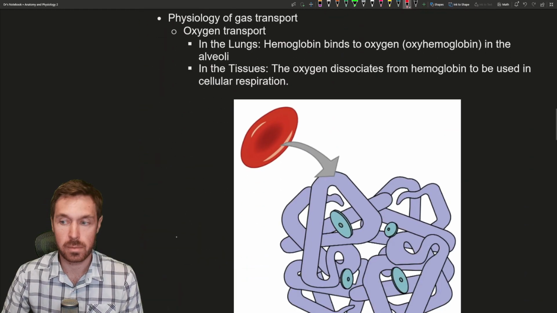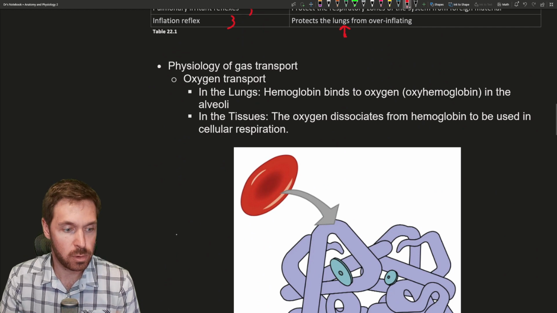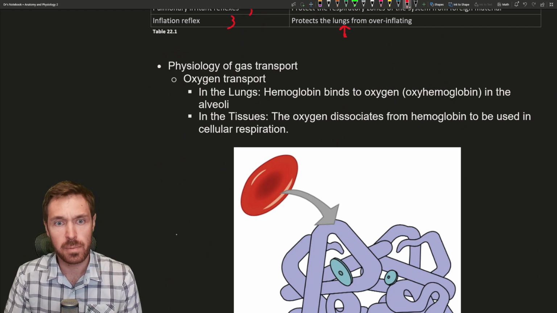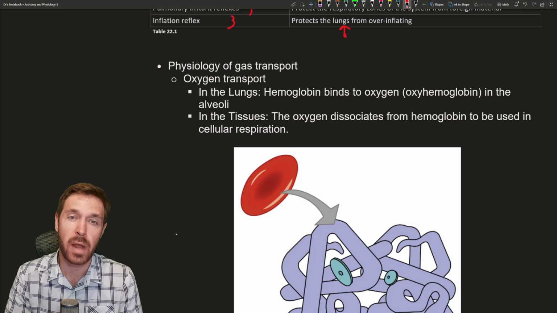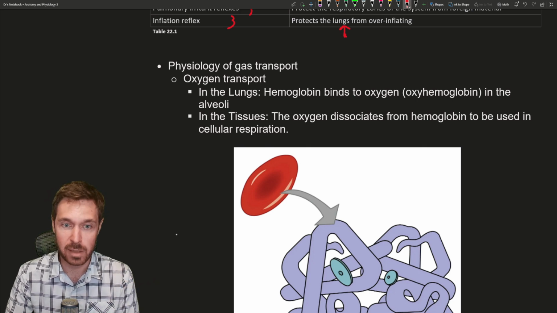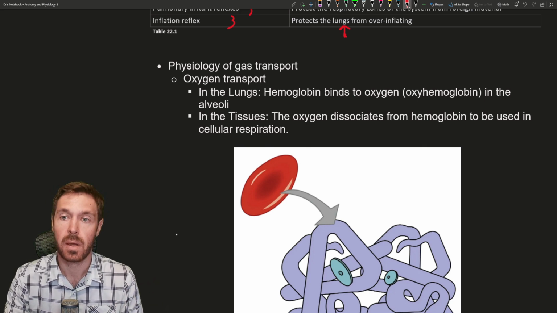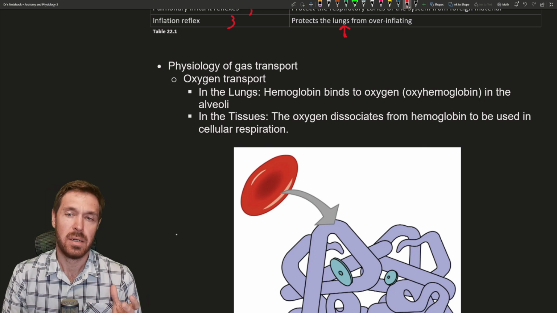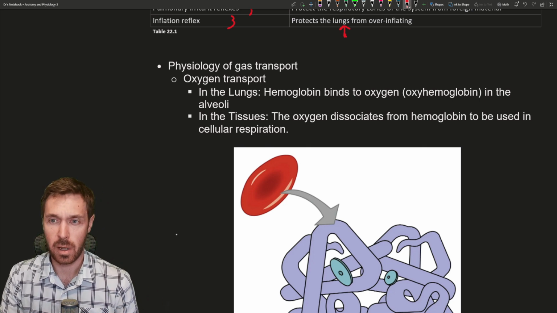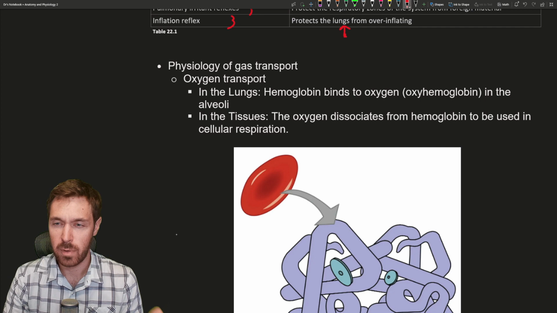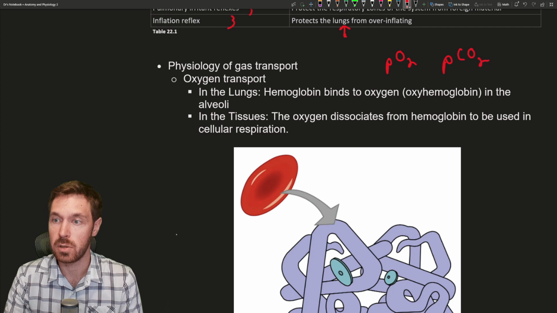All right, now that's how we control breathing. How do we transport the gases? There are only two gases we're really talking about here: oxygen and CO2. And when we talk about this, there's a gas law, Dalton's law of partial pressures. Usually we say the partial pressure of oxygen, PO2, and the partial pressure of CO2.